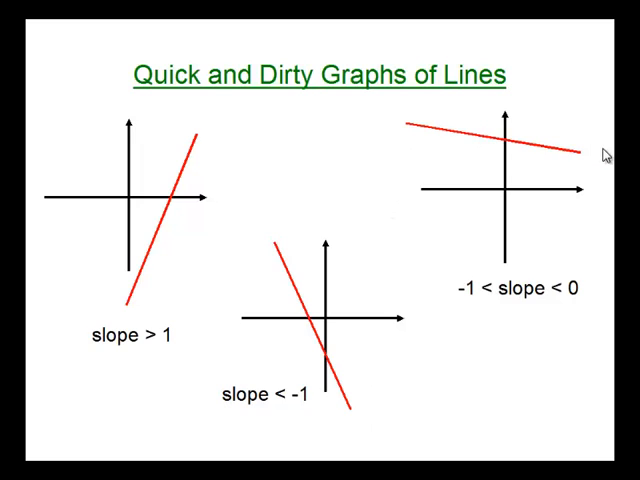More flat lines are those that have slopes that are fractions. That can be a negative fraction as we see in this case, or it could be a positive fraction that would go up kind of like that.